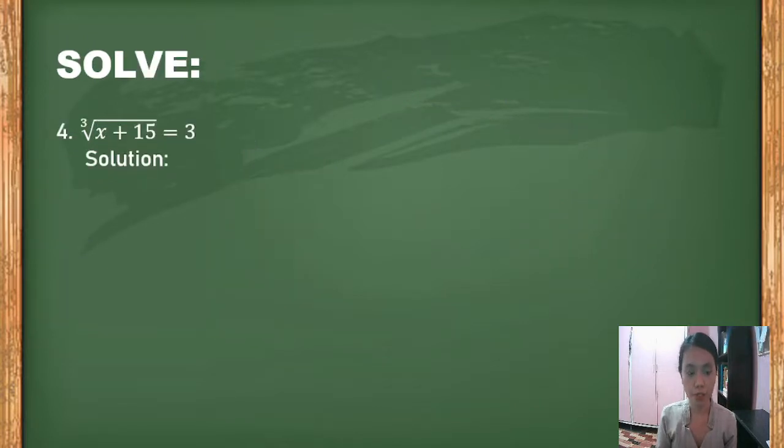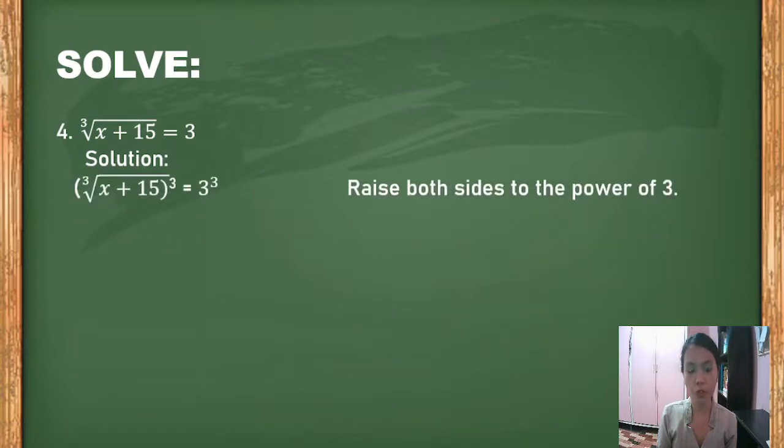Next, number 4. Cube root of x plus 15 equals 3. Ang ating index ay equals sa 3, so therefore, we are going to raise them on both sides to the power of 3. So, raising them both sides to the power of 3, remove na ang ating radical symbol. Then, yung ating kanan, ang 3 cube is equal to 27. So, in number 4, we have x plus 15 equals 27.